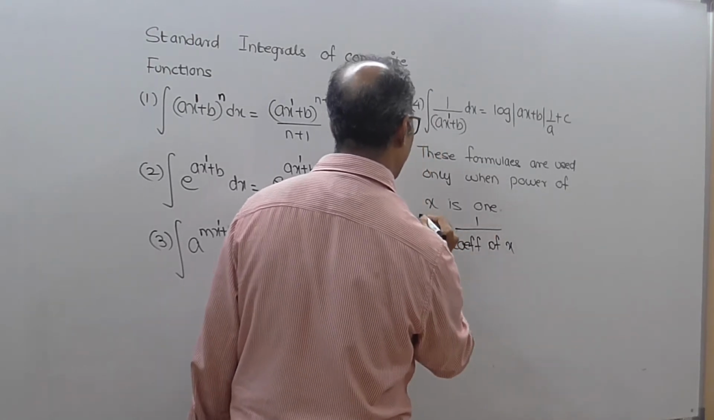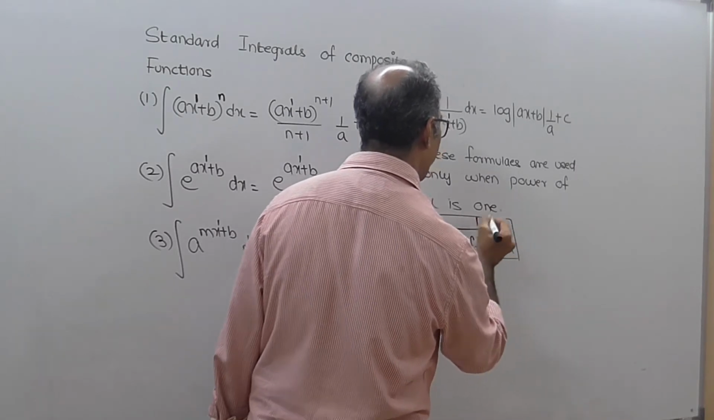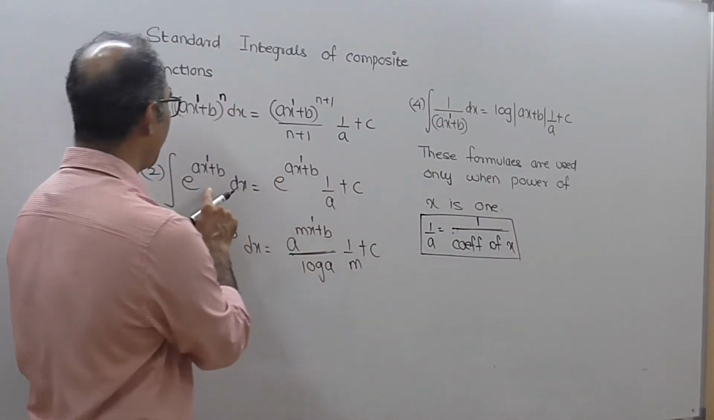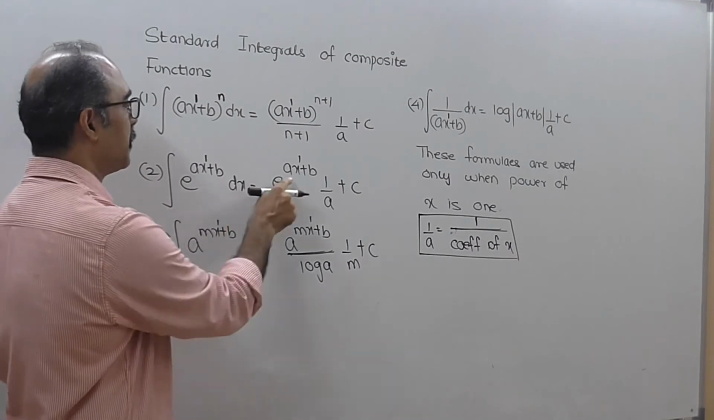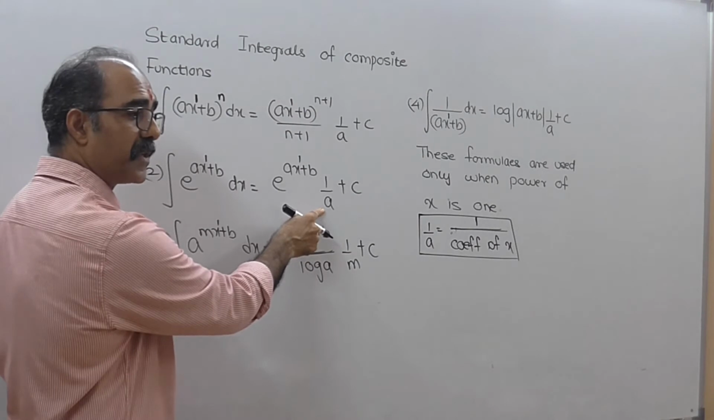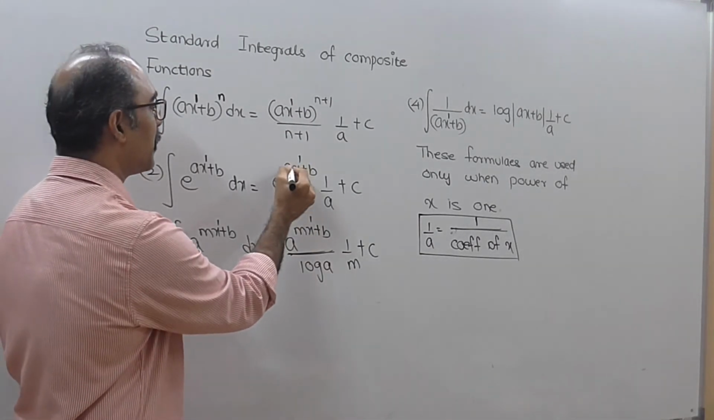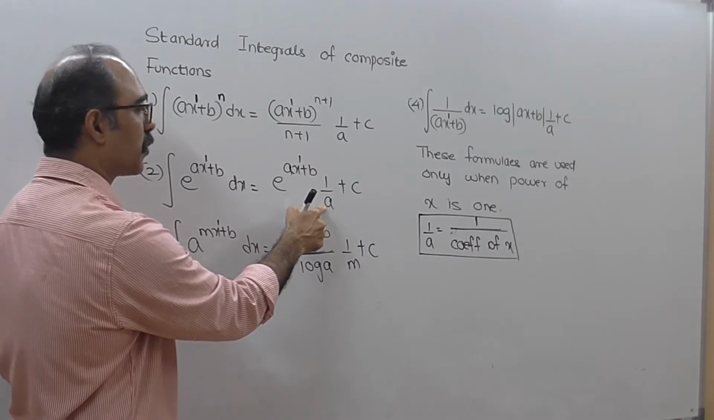Okay? You have to remember this. 1 upon a is nothing but 1 upon coefficient of x. For e raised to ax plus b, the integration is e raised to ax plus b multiplied by 1 upon coefficient of x, that is 1 upon a. Coefficient of x is the number attached to x, that is supposed to be called the coefficient of x.